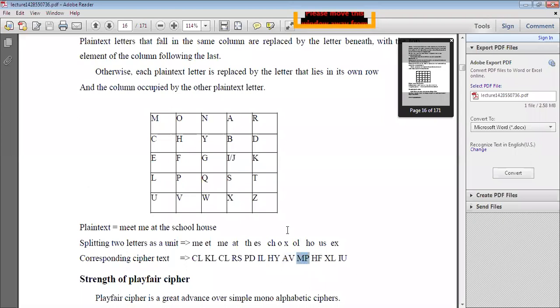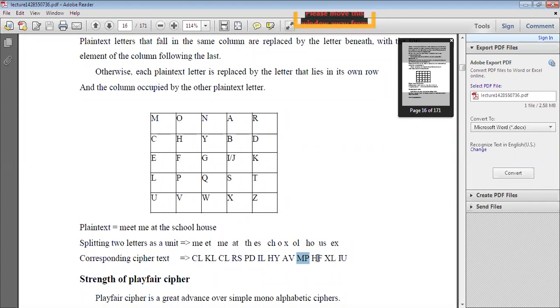HO. Same column. In that case, what is the next character of H? And what is the next character of O? The next character of H is F. HF.